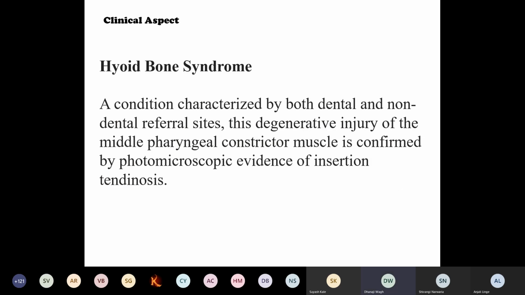Now, the clinical aspect of the hyoid bone. In hyoid bone syndrome, there is a condition characterized by both dental and non-dental referral sites. This degenerative injury of the middle pharyngeal constrictor muscle is confirmed by photomicroscopic evidence of insertion tendinosis.